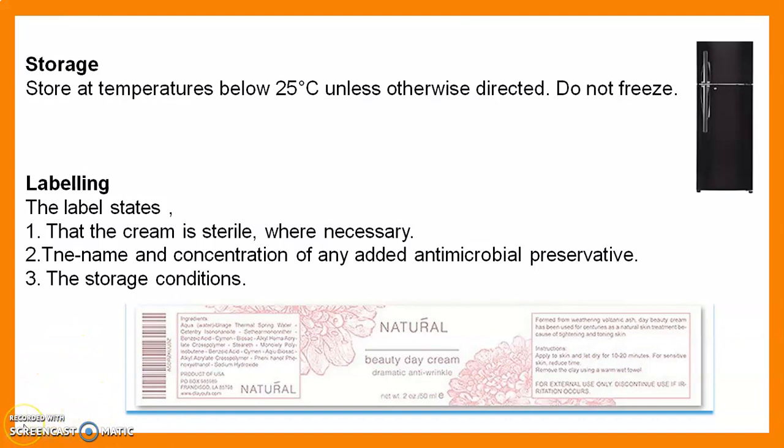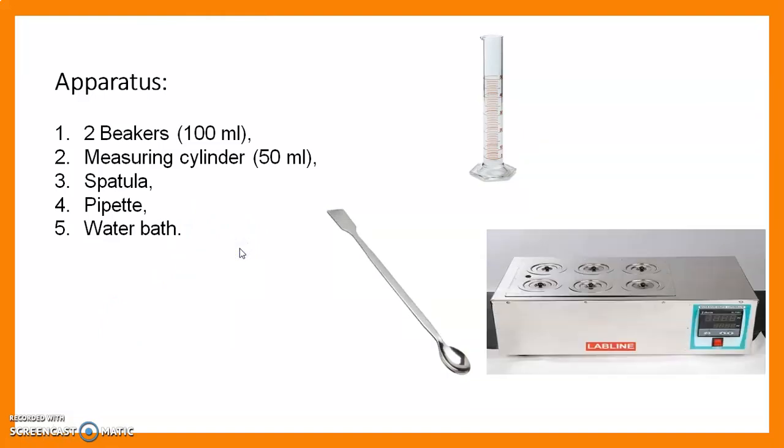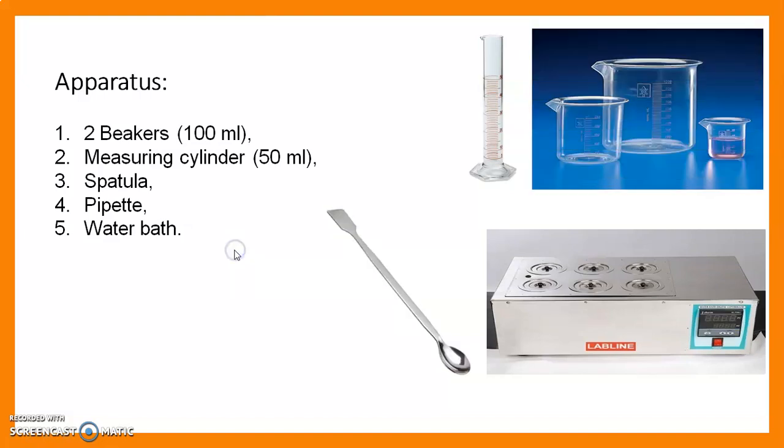Then we move towards the next segment of our experiment. Then we move towards the apparatus required for today's experiment. First of all, we require two beakers of 100 ml, measuring cylinder, spatula, then pipettes, water bath, etc.